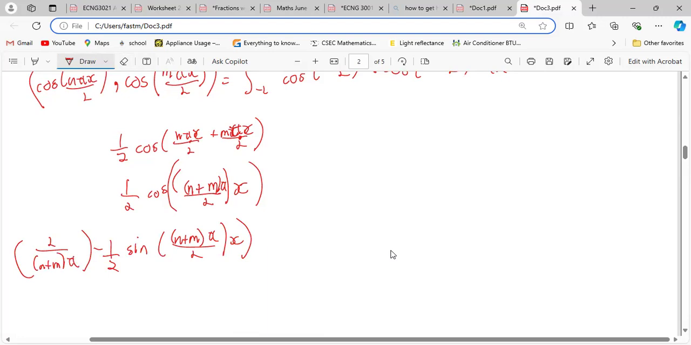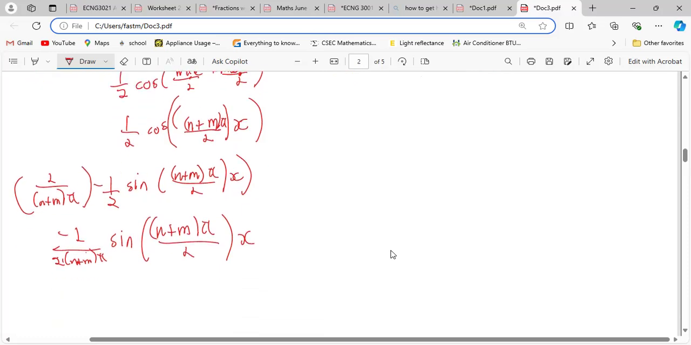And obviously you can go ahead and multiply it out, so it'll be 2 over (n plus m) pi, and you have sine and the same thing inside. Right, so that is one piece after integration. Now you're going to do the same thing for the other piece.